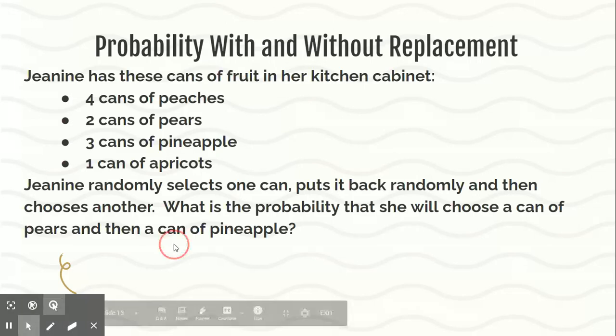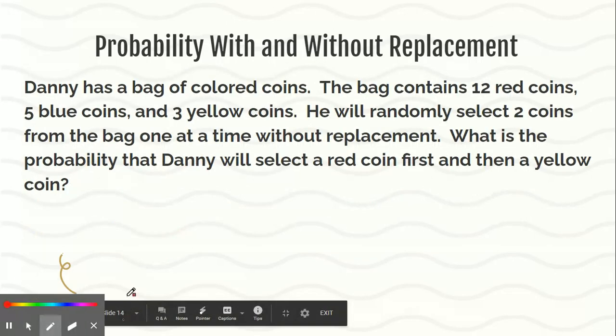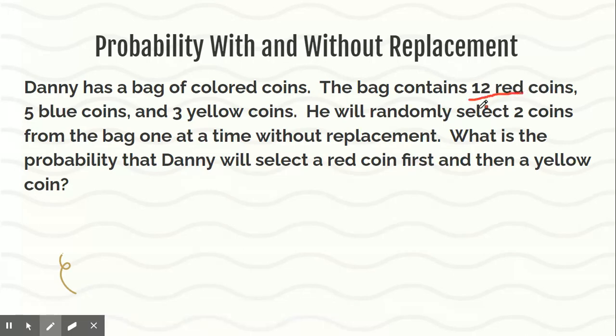Okay, so on the next one, Danny has a bag of colored coins. The bag contains 12 red coins, 5 blue coins, and 3 yellow coins. He will randomly select 2 coins from the bag at one time. So that means I'm going to have 2 things happening here, without replacement. So this total is going to be 1 less than this total. I'm going to do the first total, subtract 1, and put it down here. What is the probability that Danny will select a red coin and then a yellow coin?